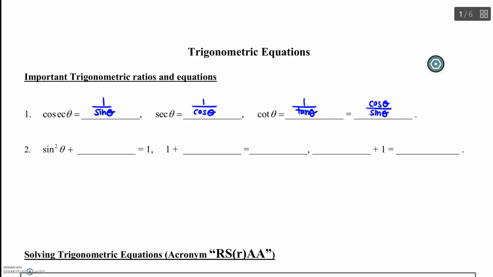Next, we have also learned about trigo identities. The first trigo identity that we've learned is sine square theta plus cosine square theta equals 1. The first identity will help us derive the second and the third one. So from the first identity, we are able to divide the equation throughout by sine square theta to obtain the second identity, which is 1 plus cotangent square theta equals cosecant square theta.